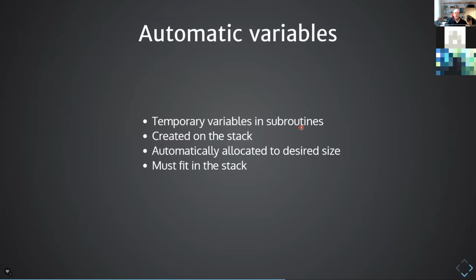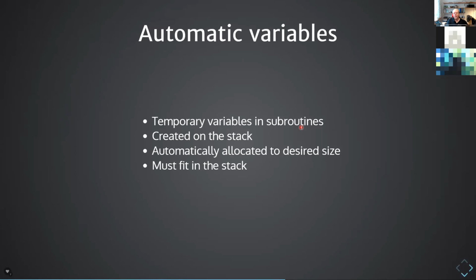Another nice feature is something called automatic variables. So for example, if you have a subroutine that takes an array as an input and you need another array with the same size as the incoming array, you can automatically allocate this when you call a routine. And that is called automatic variables. Those are created on the stack, and the stack is a special smaller reserved memory area which is limited in size but very fast.